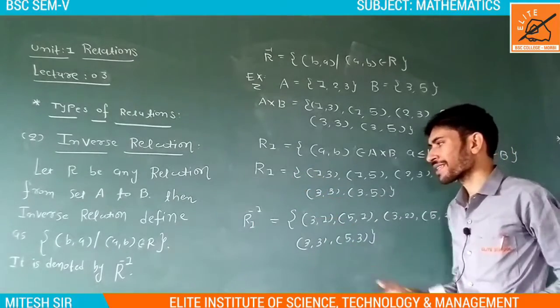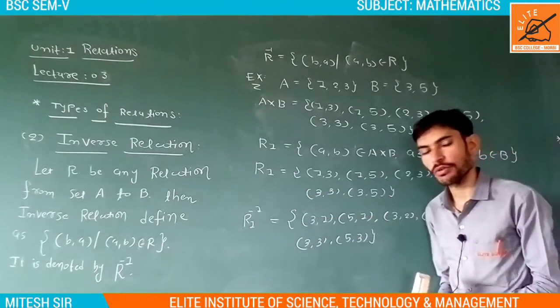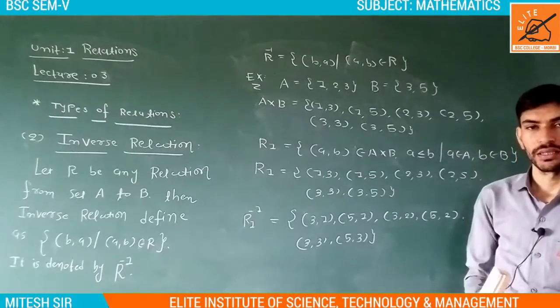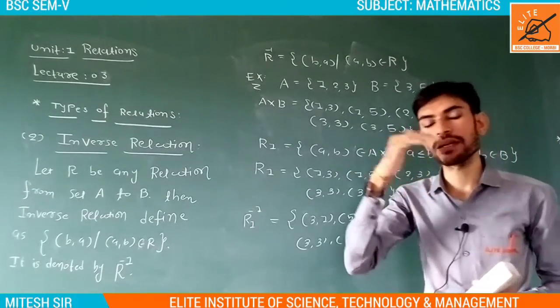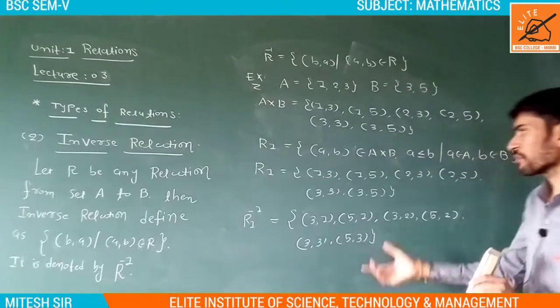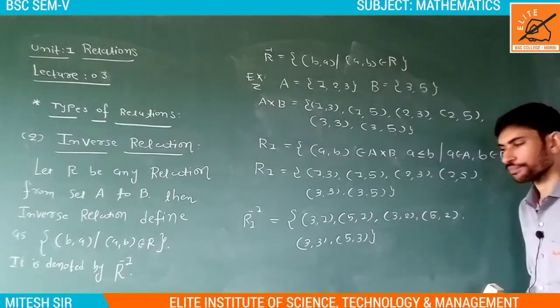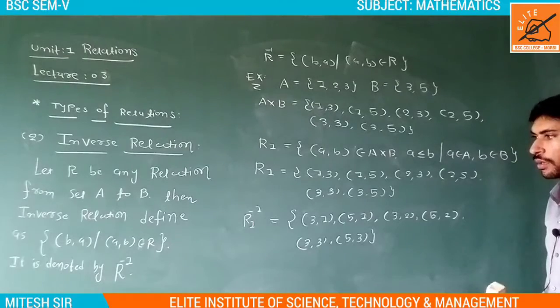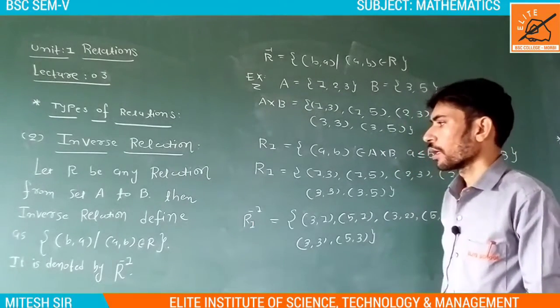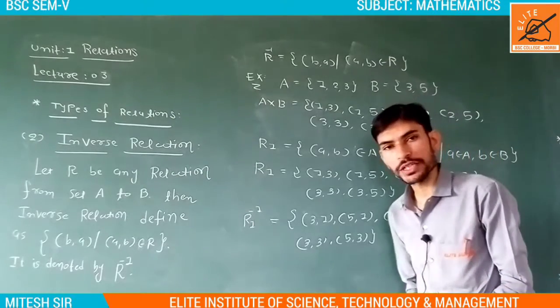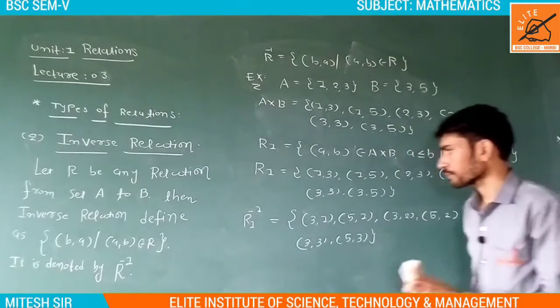So in this way, friends, if we are given any set or relation, we can find its inverse relation. In relation R we have the pair (A, B), and in its inverse relation we write the pair (B, A). So this is the inverse relation of R1. I hope you understood both the types, identity relation and inverse relation. Now next we will discuss properties of the relations.